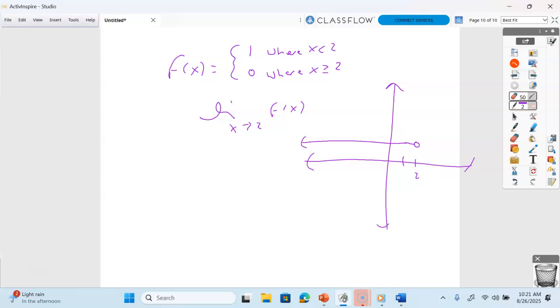You guys good? What happens at 2 though? It's a full circle at y equals 0, so f of x equals 0, which goes that way, correct? Perfect. So what is the limit of this function as we approach 2 from the left and the right?